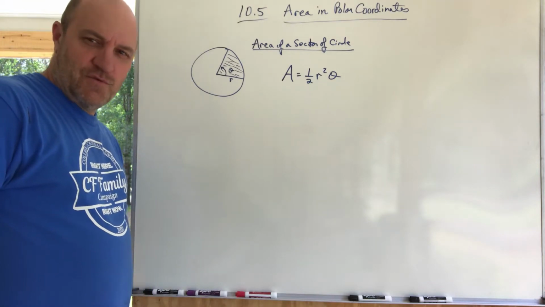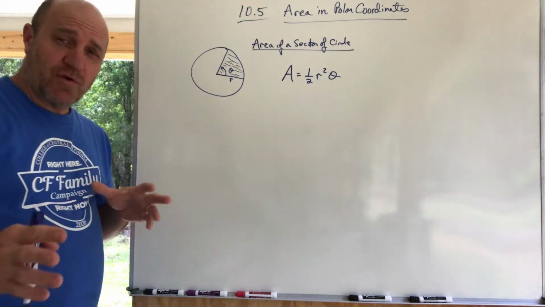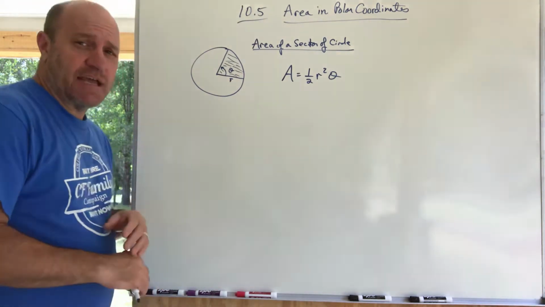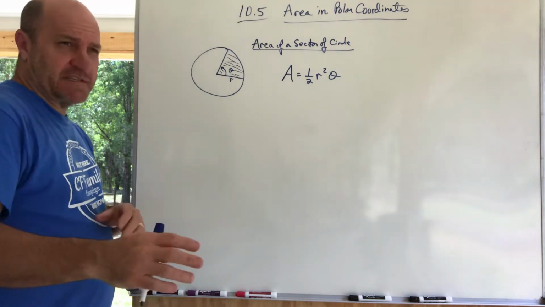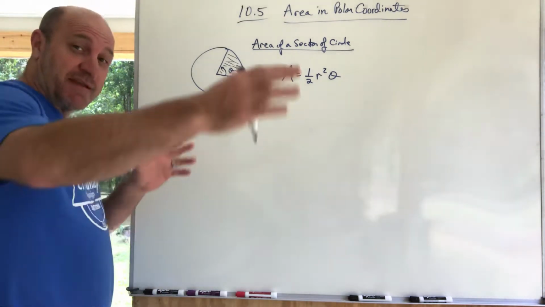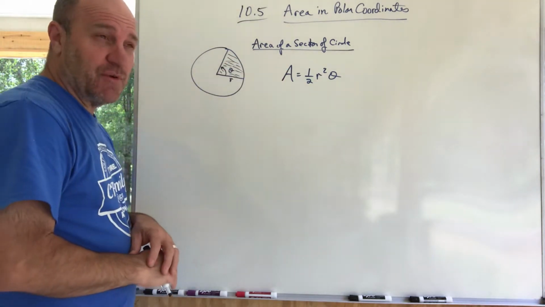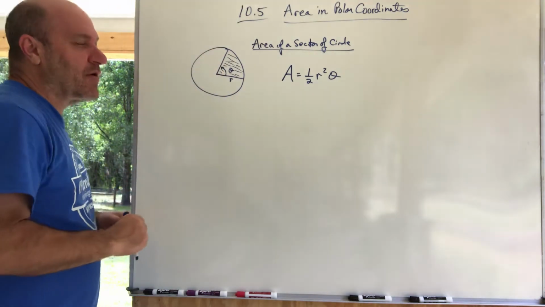Hello, Calculus 2. We are working on area in polar coordinates finally. This is the last section, 10.5 in our textbook. There is a section 10.6, but we're not going to make it there. Those are Kepler's laws about the motions of the planets. Those are pretty cool. You could read that yourself. But here we go, area in polar coordinates.